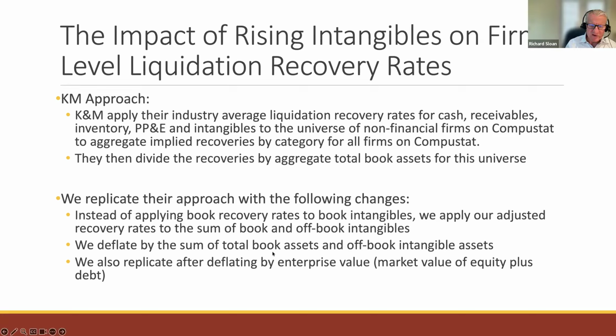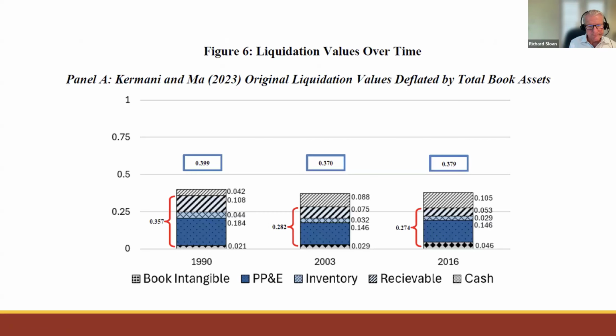And then we're going to deflate not by book assets, but by the sum of book assets and the Peters and Taylor off-balance sheet assets, which represent the full amounts they've invested. We also do some tests where, look, even our off-book assets we think are too low. We talked about some that we missed for airlines. So we're also going to try to deflate by the market value of equity: what are the recoveries as a percent of the going concern value, based on the market value of the firm, and see how they trend over time.